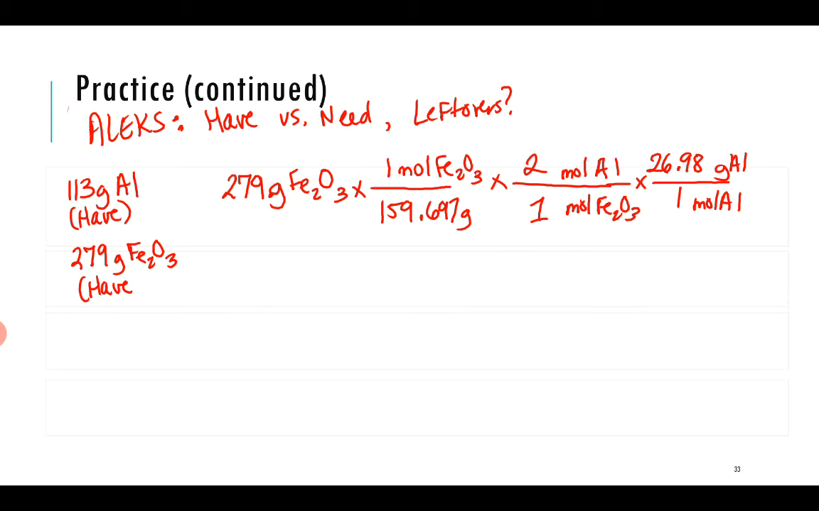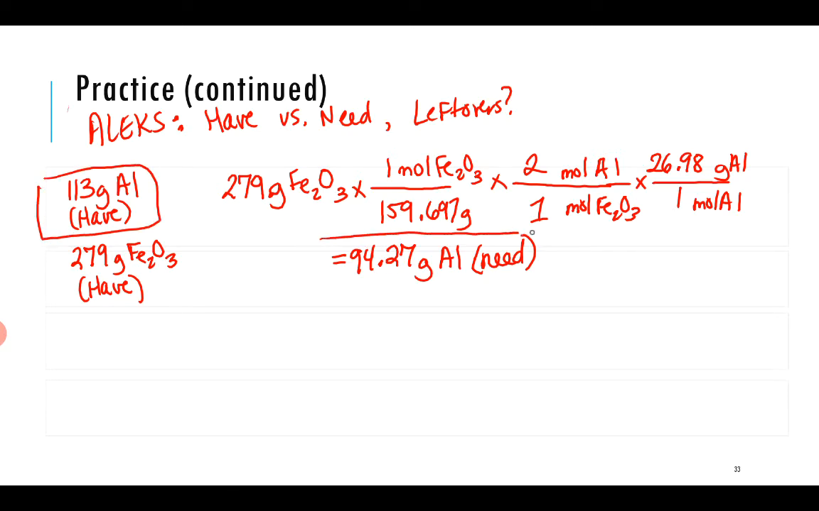So 279 divided by 159.697 times 2 times 26.98. That is 94.27 grams of aluminum. And then since this is calculated, that is the needed. And so I have to compare how much do I have versus how much do I need of the same compound. We always have to compare the same compound.